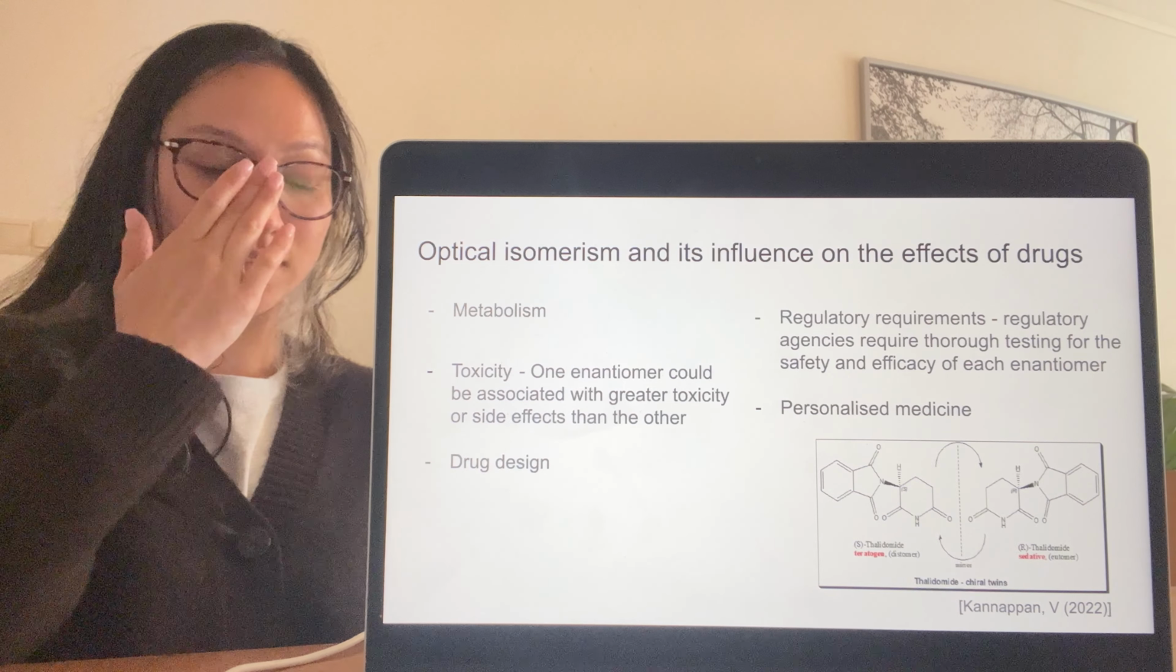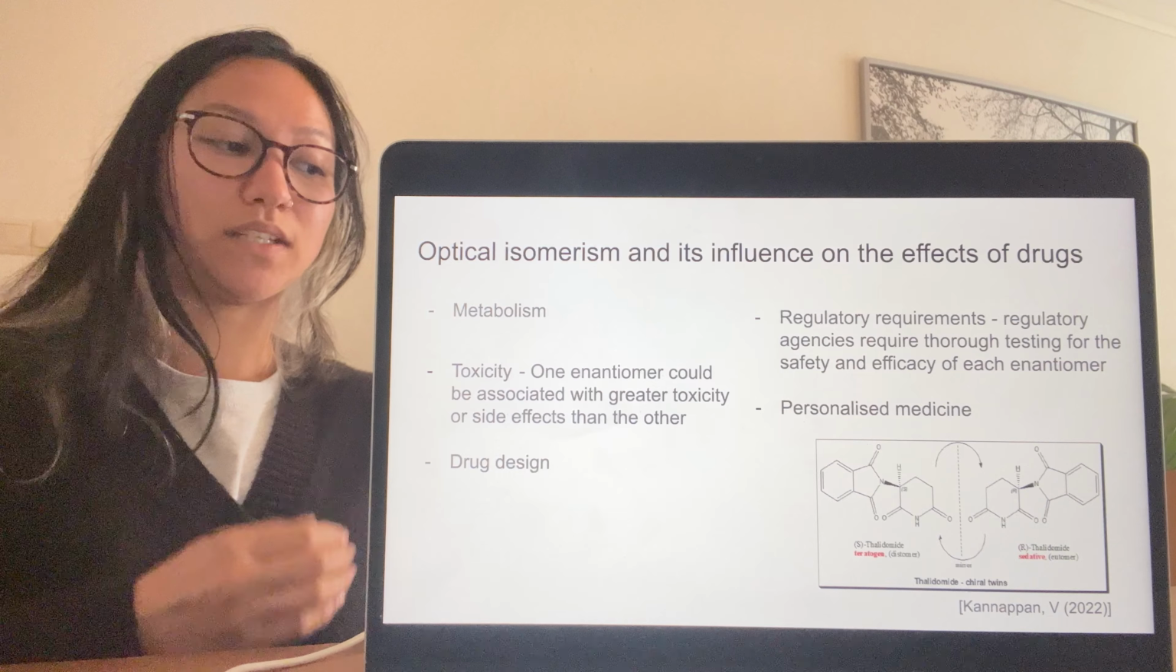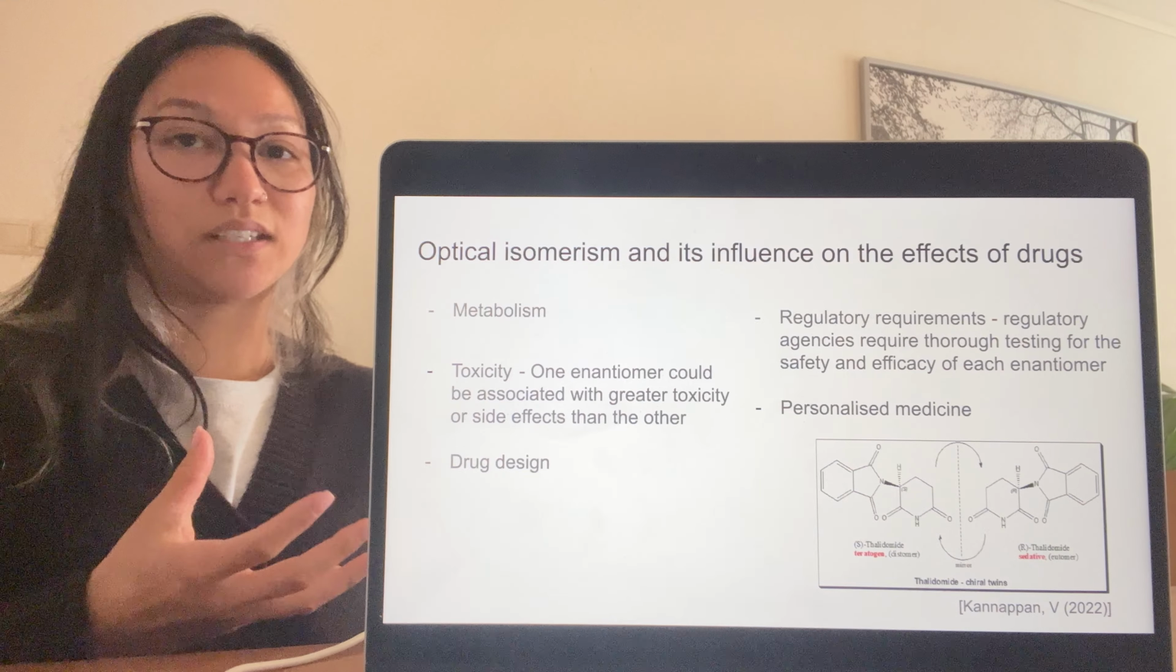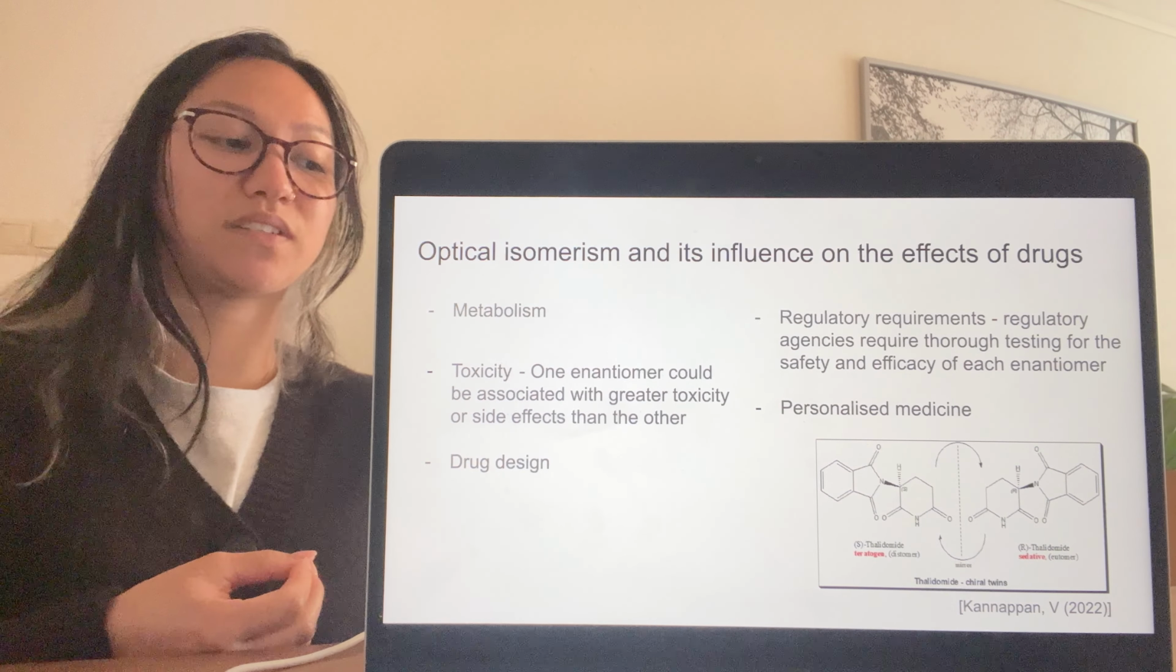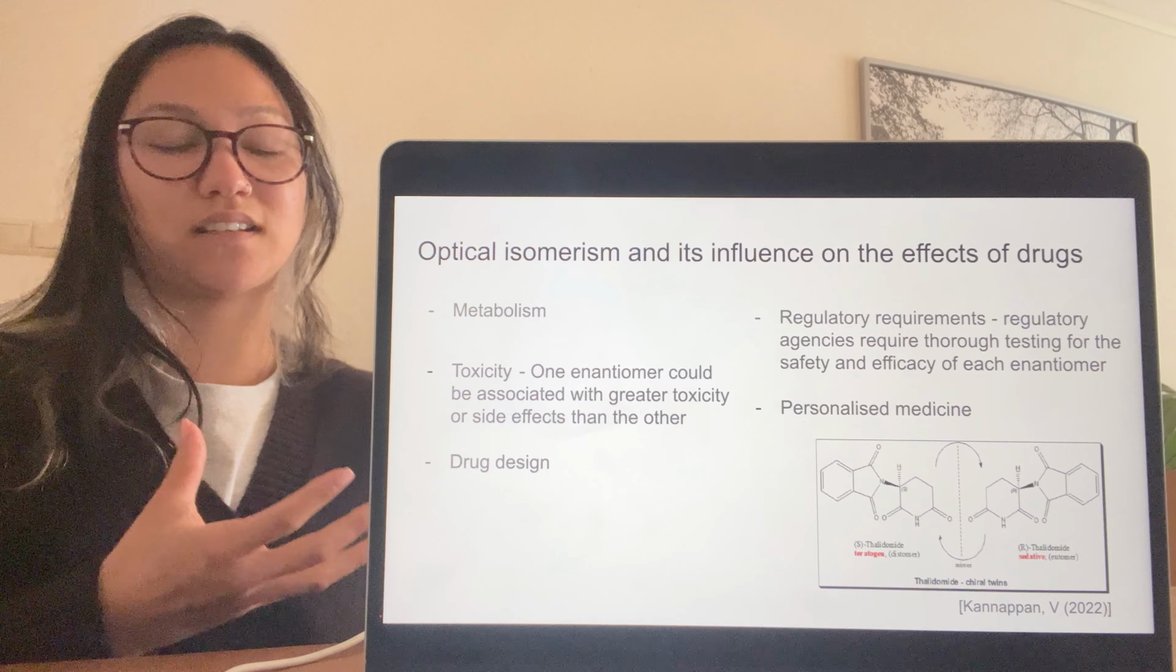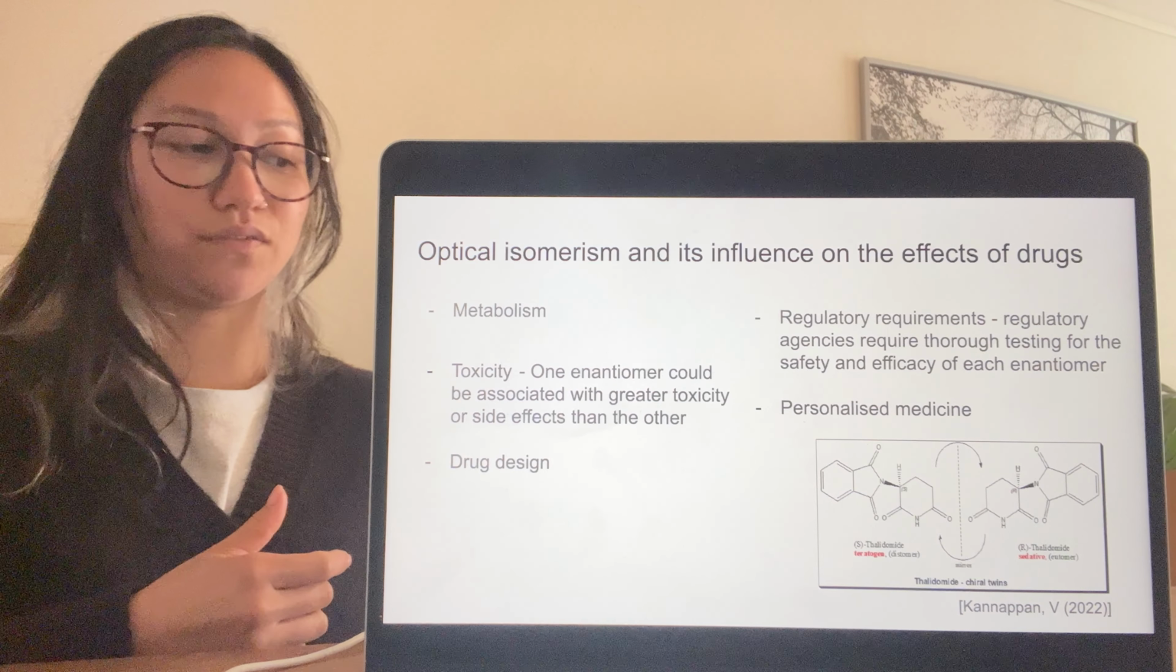And as well as this, it also allows for personalized medicine, as people may respond differently to specific enantiomers. It's necessary to tailor drug therapies to the individual.